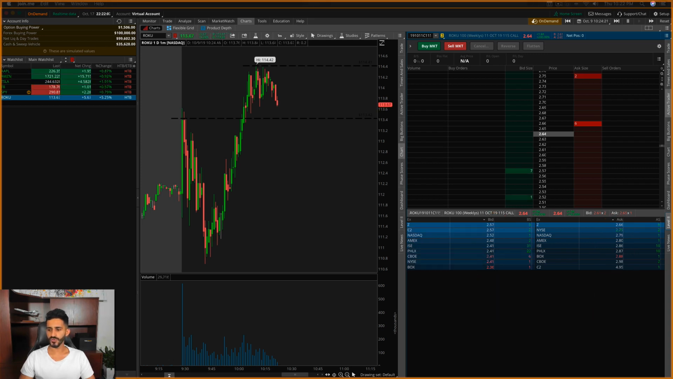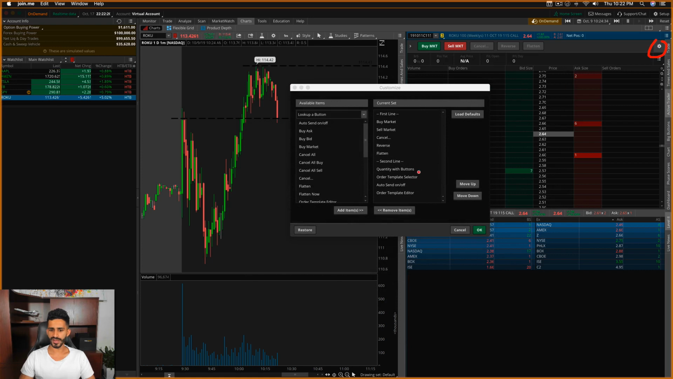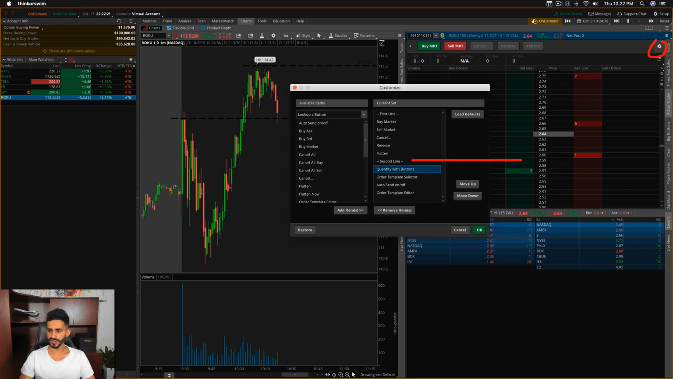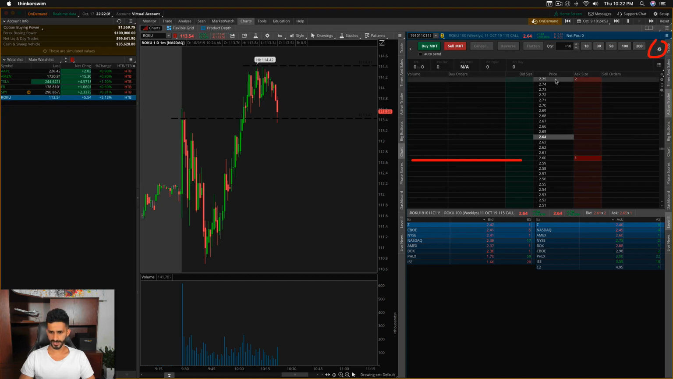So what I'm going to do first is set up my active trader. How am I going to set up my active trader? I'm going to go to my settings right here. If I go to my settings, I'm going to get an open screen that looks like this. Next, on second line, I'm going to move up quantity with buttons above second line, and I'm going to move auto send on or off above second line. Once I do that and I hit OK, I get the following things presented.